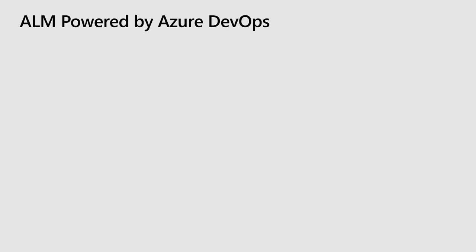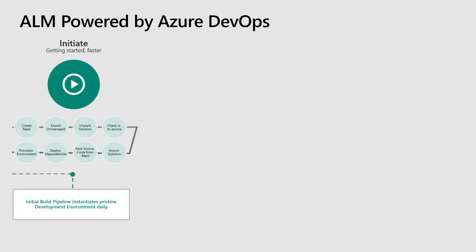So what we're doing is we're investing in application lifecycle management powered by Azure DevOps. We see that there are really three main phases of the application lifecycle that we want to make sure we support. The first one is initiating the application. How do I take an application that already exists and bring it into source control? Or how do I create an environment for developing a net new application?